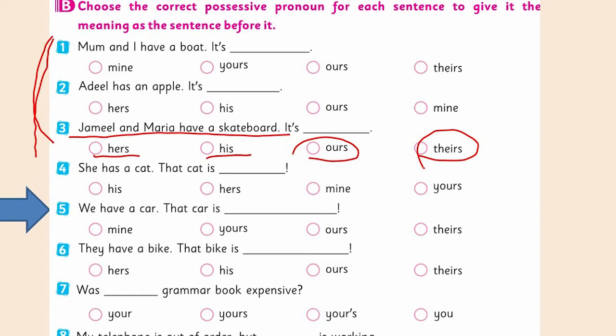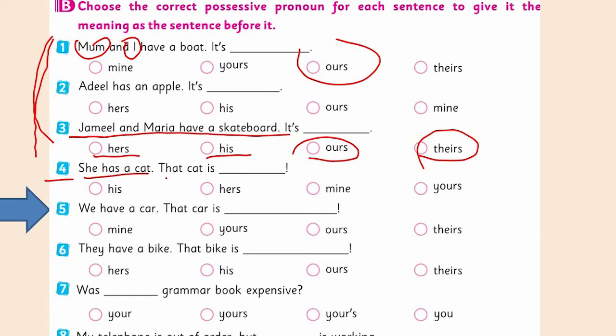Jamil and Maria, it's indicating two people, two other people. If it's I here, it will be ours. But the person is not including himself here. Now look at the fourth one.